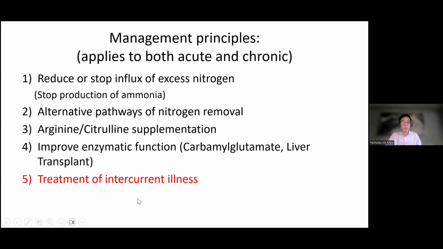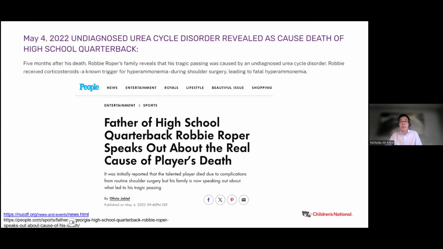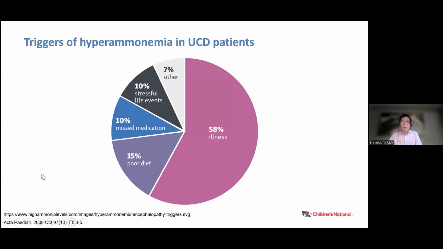The last thing I want to touch on here is the treatment of intercurrent illnesses, which is really important. In that process, also consider other triggers of hyperammonemia. Some of you may have heard that a couple of years ago, a star high school quarterback passed away, and as it turns out, he had a urea cycle disorder. He had surgery. He received corticosteroids. These are known triggers for hyperammonemia in UCD patients, and likely the explanation why he was able to make it so long without any clinical symptoms. Then this confluence of events, fasting for surgery, corticosteroids, et cetera, triggered a hyperammonemic event, unfortunately.